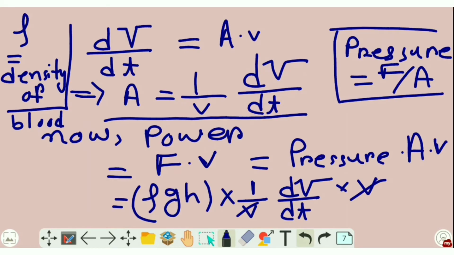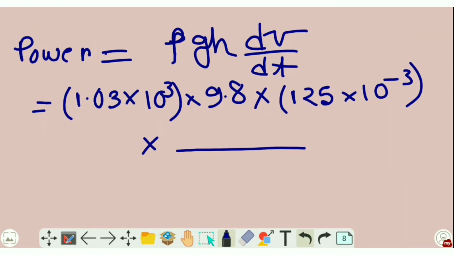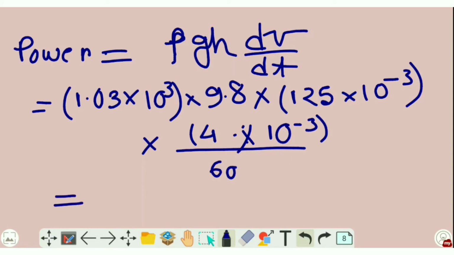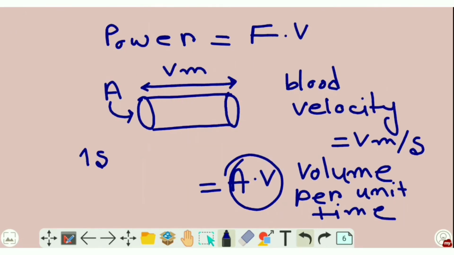Now look, we have said 4 liters of blood per minute. So dV will be 4 liters. We know 1 liter is equal to 1 decimeter cube, so convert it into meter cube: 10 to the power minus 3, by dt, which is 1 minute, so 60 seconds. From here we get 8.117 into 10 to the power minus 3 joule per second. So this is the answer.